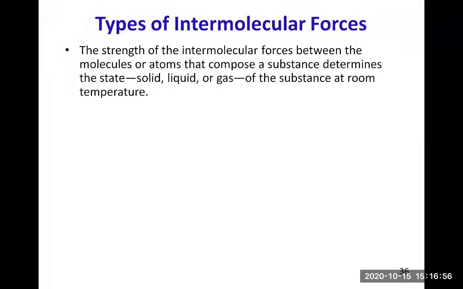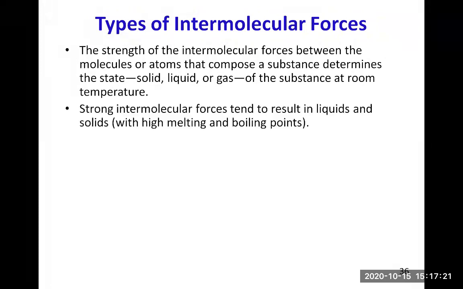So this is the fourth video on chapter 14, and it's on the different types of intermolecular attractive forces. The strength of the intermolecular forces between the molecules or atoms that compose a substance determines the physical state of your substance at room temperature. So it will determine if you have a solid, a liquid, or a gas at room temperature.